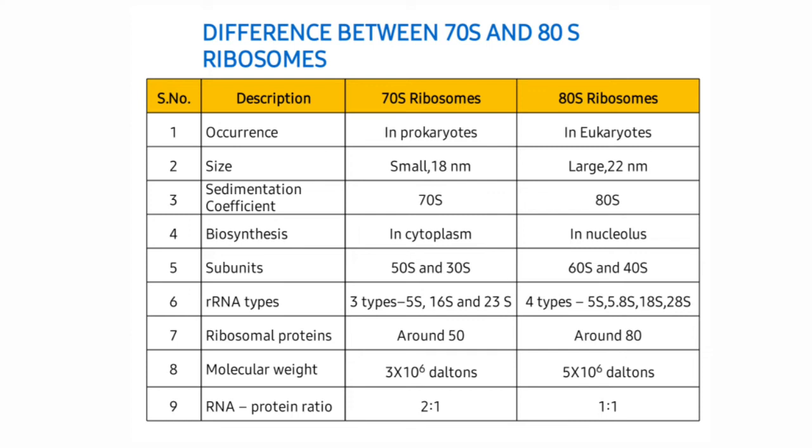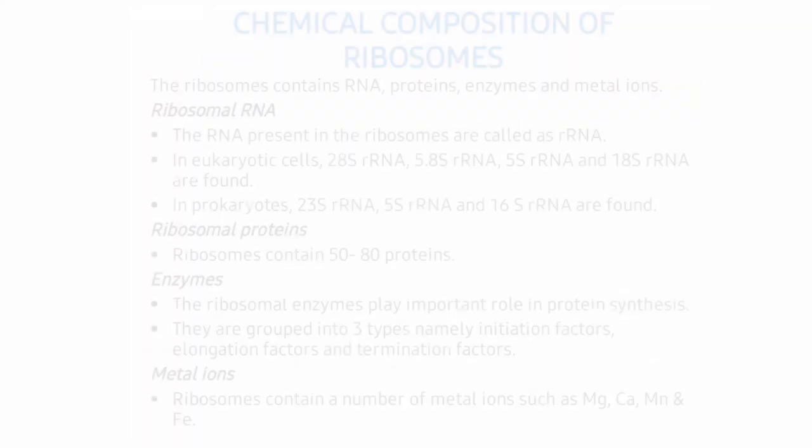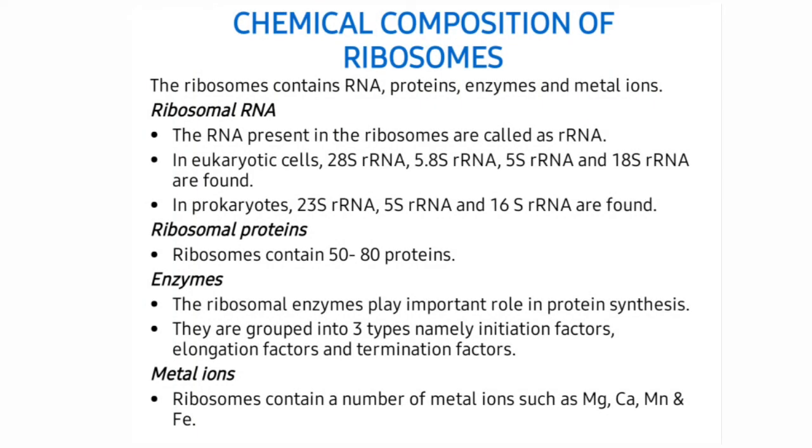The RNA to protein ratio in 70S ribosomes is 2:1, whereas in eukaryotic 80S ribosomes it is 1:1. Coming to the chemical composition, ribosomes contain mainly RNA, proteins, enzymes and metal ions. What is ribosomal RNA? The RNA that is present in ribosomes is called ribosomal RNA.